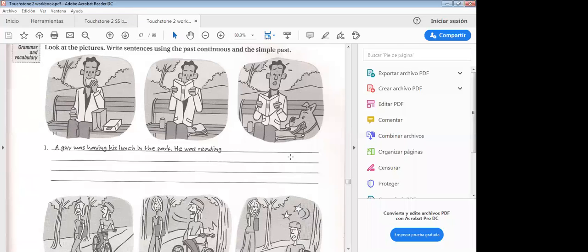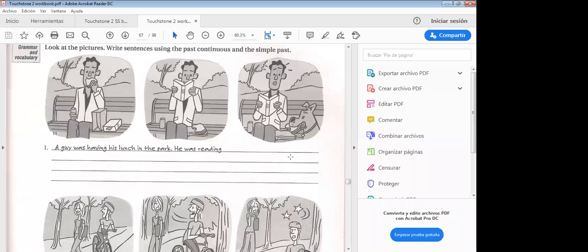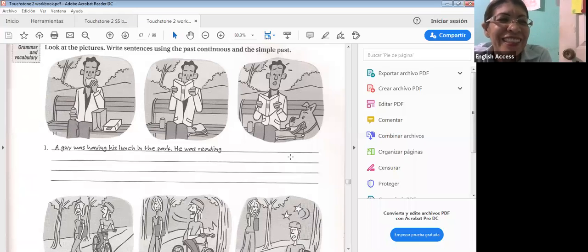He was reading when a dog ate his lunch. When a dog, what? When a dog ate his lunch. Eat? Ate. Ate, in past, ate. It's lunch, correct. Damaris, number 2, please.